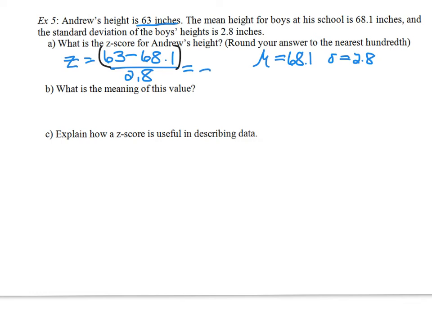So we're getting an answer of negative 1.82. So what is the meaning of this value? It just means that Andrew's height is 1.82 standard deviations below the mean.